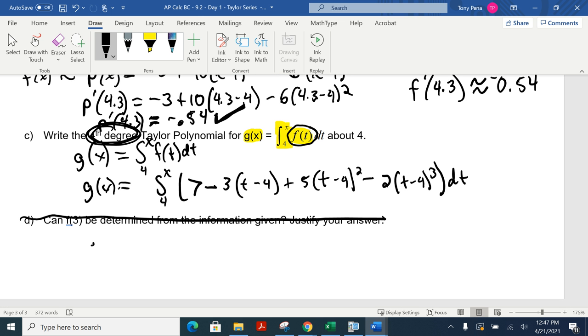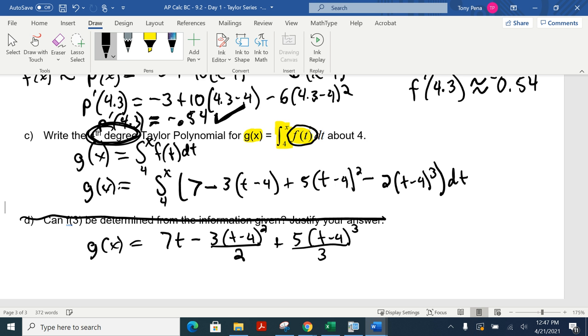What I was thinking. So then g of x should be, now to start doing your antiderivatives: 3(t minus 4) squared divided by 2, plus our 5 we ignore, and then you do (t minus 4) cubed divided by 3, minus 2(t minus 4) to the 4th divided by 4. Notice how we have our fourth degree. That's ultimately what we wanted. So that's why we stopped with that term.